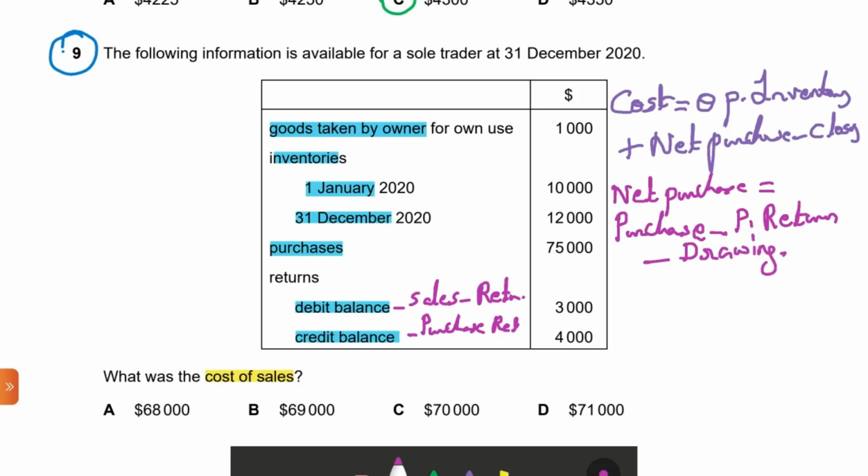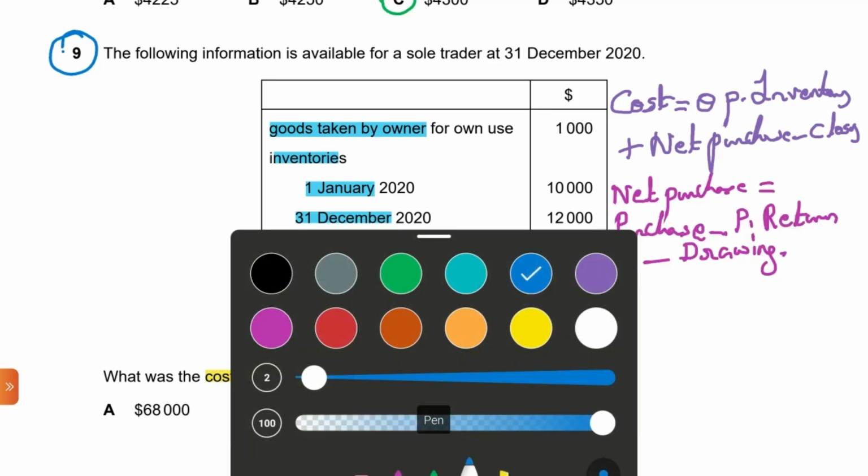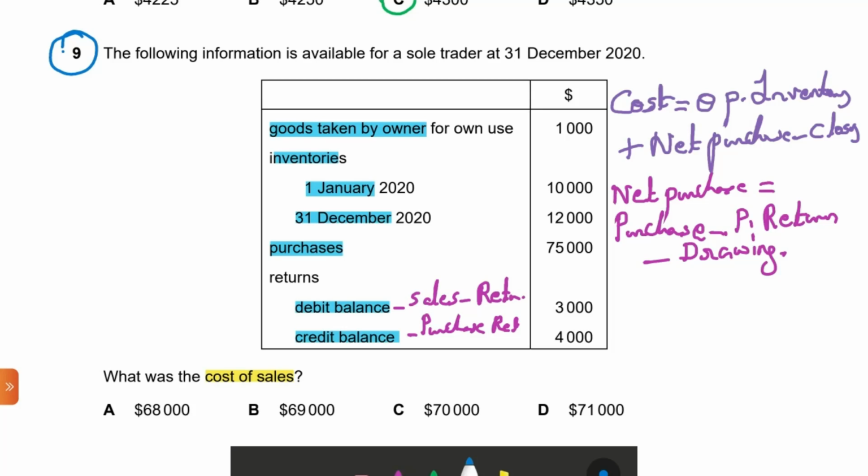So first we can calculate the net purchase. Net purchase is equal to, here the purchase is 75,000. So 75,000 minus, what is the purchase return? 4,000. 75,000 minus 4,000 minus 1,000. So the net purchase is 70,000.